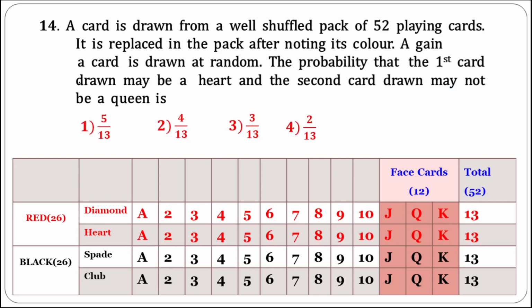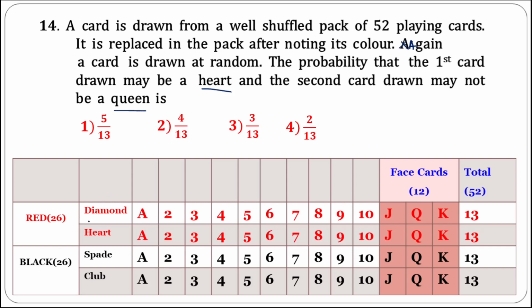A card is drawn from a well-shuffled pack of 52 playing cards. It is replaced in the pack after noting its color. It means we are replacing here, so the number of cards before and after remains the same. Again, a card is drawn at random. The probability that the first card may be heart, second card may not be queen.